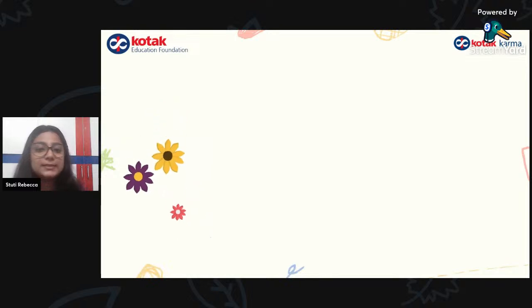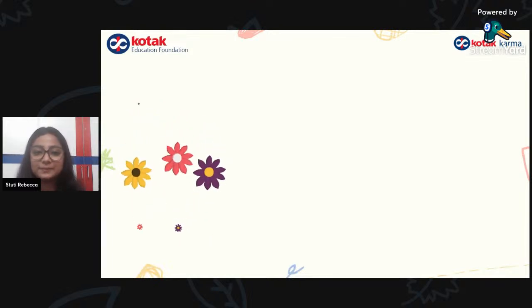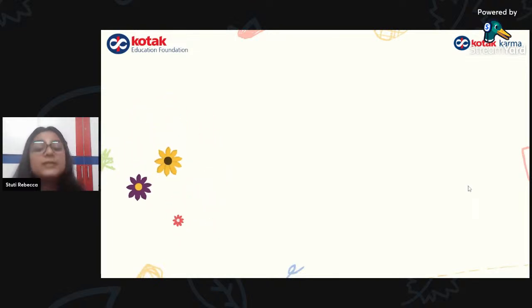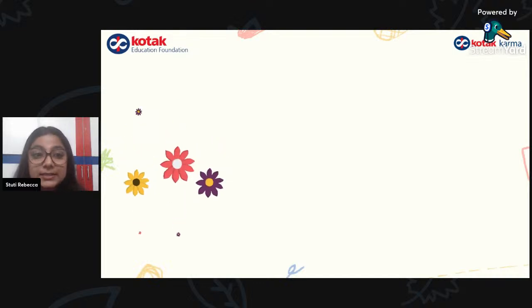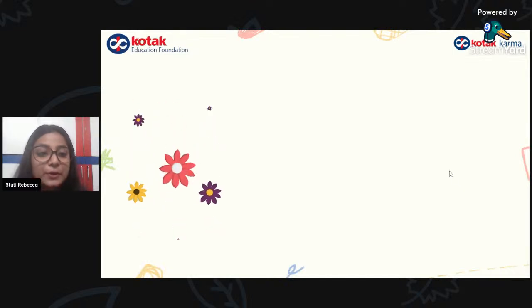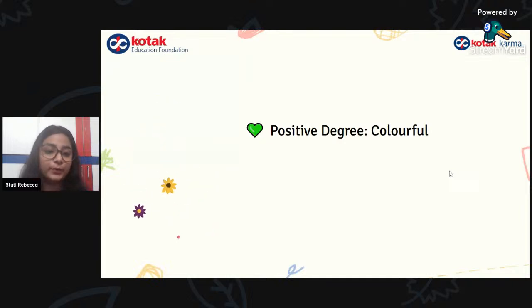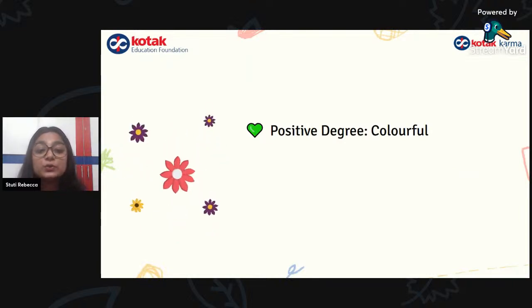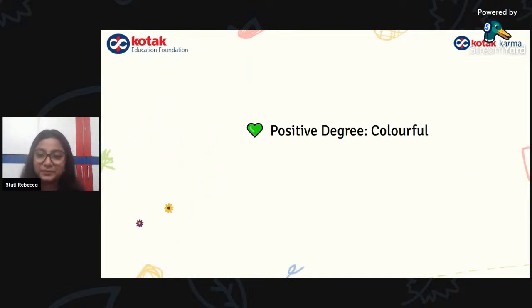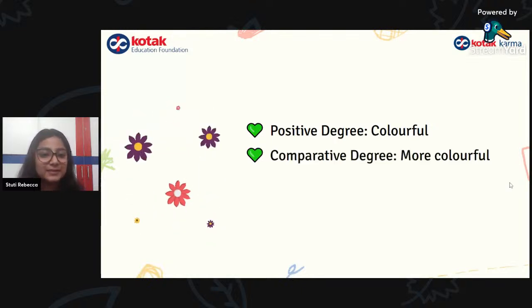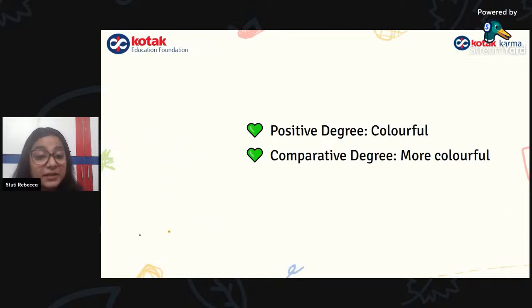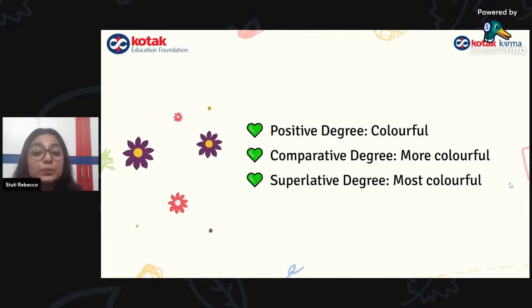Perfect. Now, this is the next one for you. What do you think it is? These are flowers. Absolutely right. But are these colorful flowers? Yes, these are colorful flowers. So, your positive degree is colorful. Quickly type in the comparative and superlative of colorful. Come on, everyone. Perfect. So comparative will be more colorful and superlative will be most colorful.